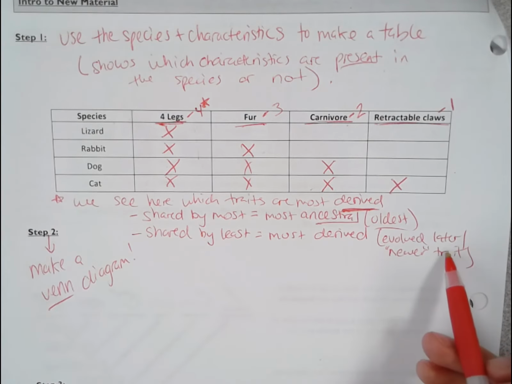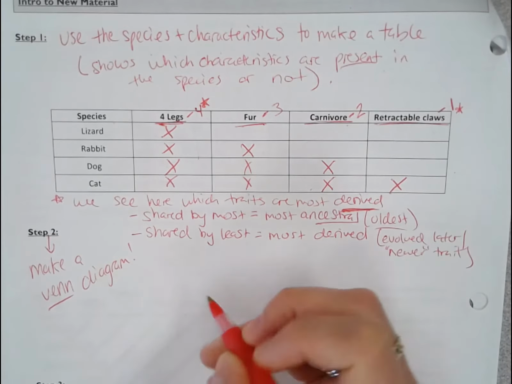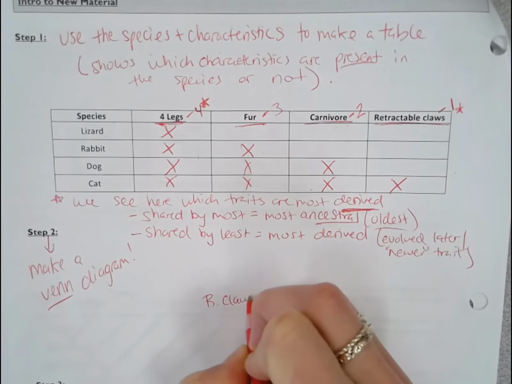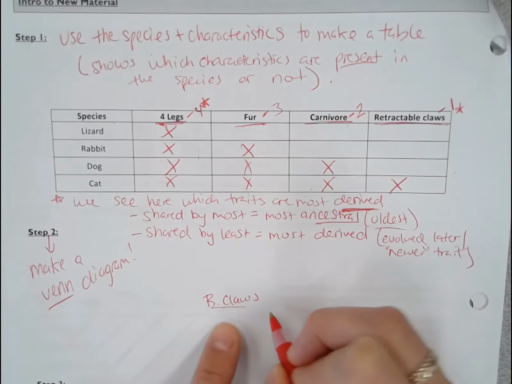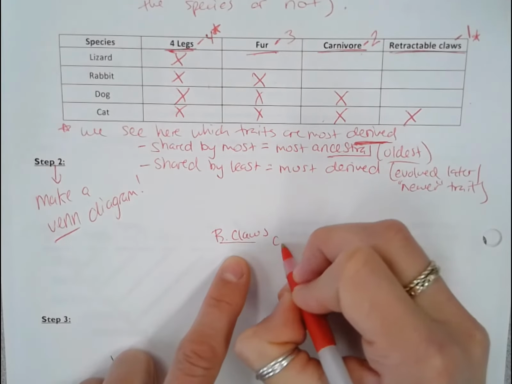Which one? Retractable claws, okay? So this is our most derived. So I'm going to put retractable claws in the middle of my Venn diagram. Who possesses the retractable claws, guys? Who's the only organism? The cat. So I'm also going to write cat here.